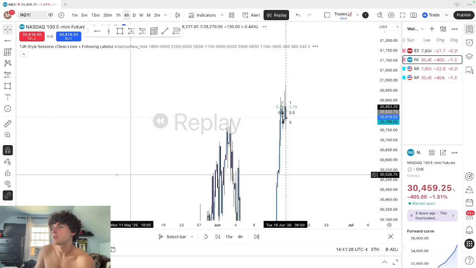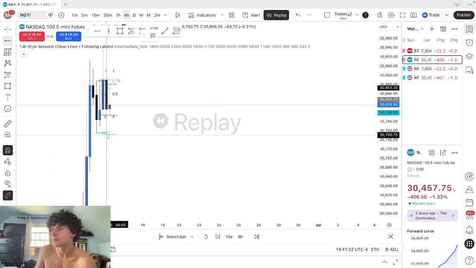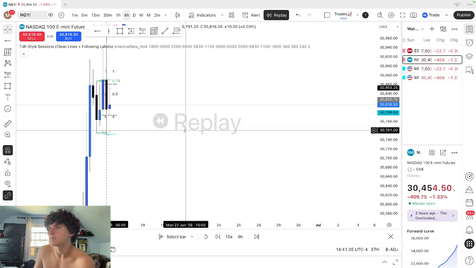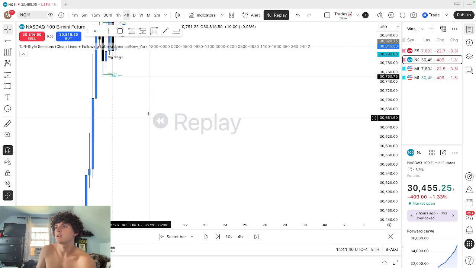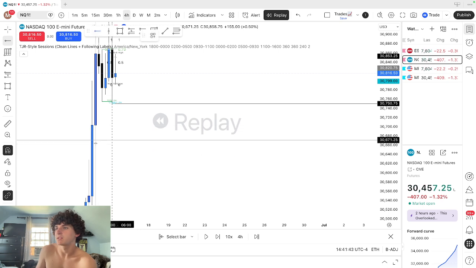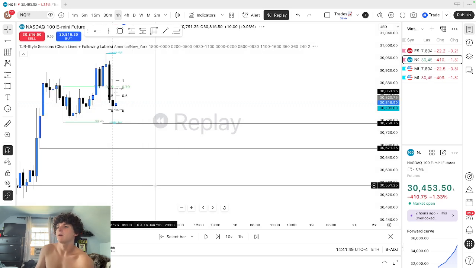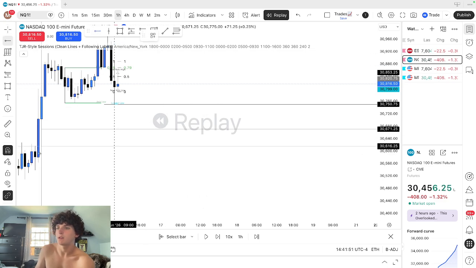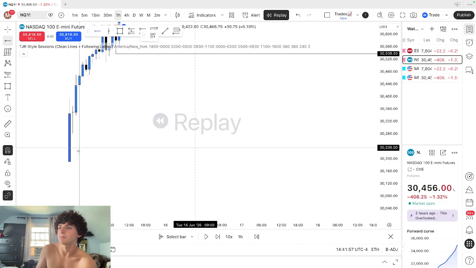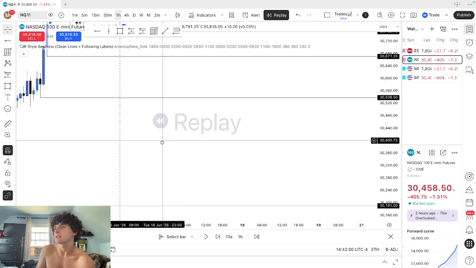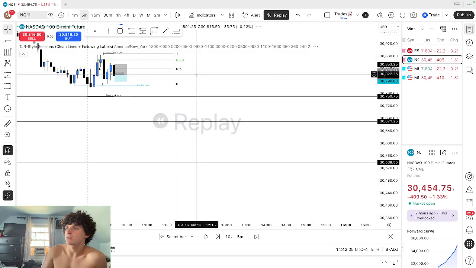So what could we target? We could target Asia low, London low, or we can target this low. We can target the beginning of this imbalance, go to lower time frame, and we can target this low, and yeah, we can also just target all the way down here. That's pretty crazy though. I don't think that's gonna happen. So let's see how this plays out.